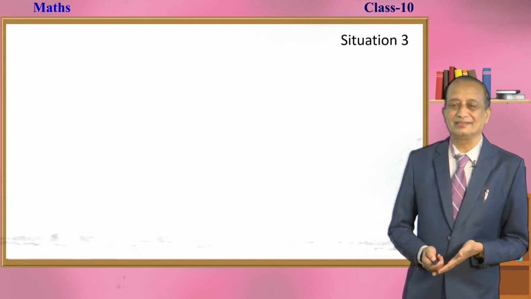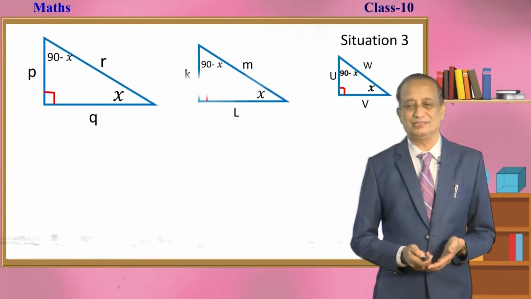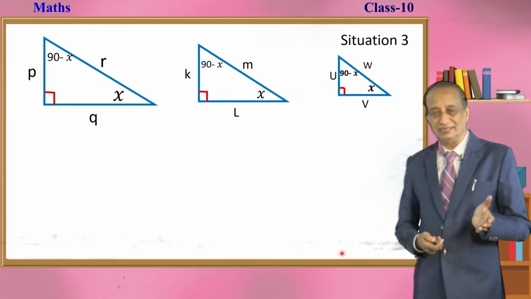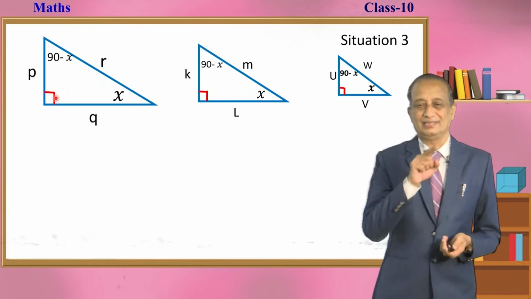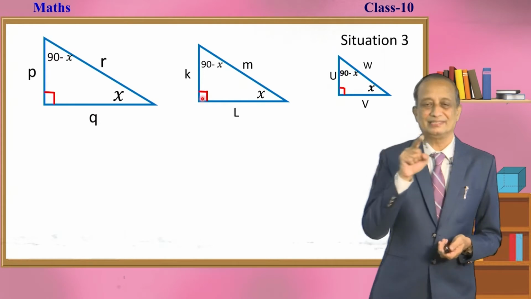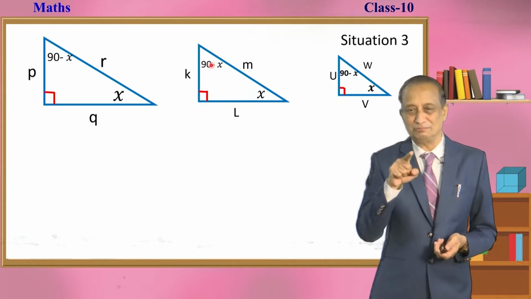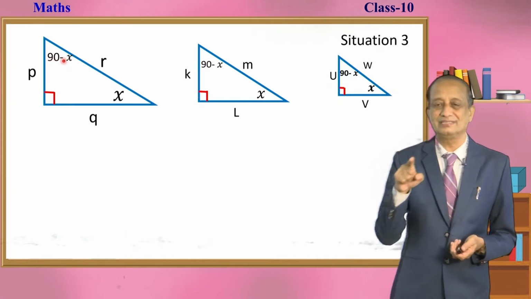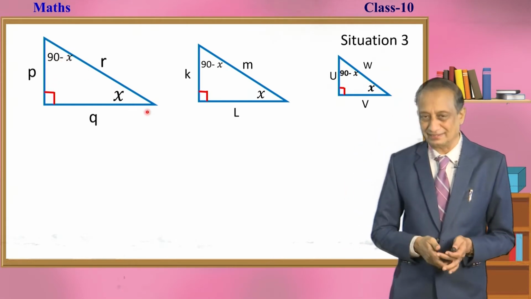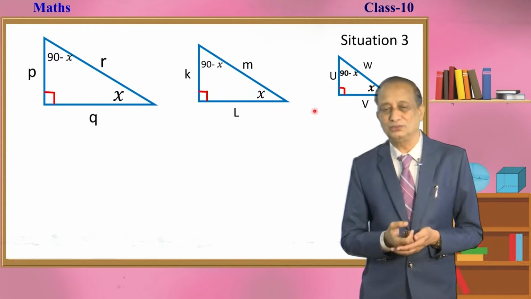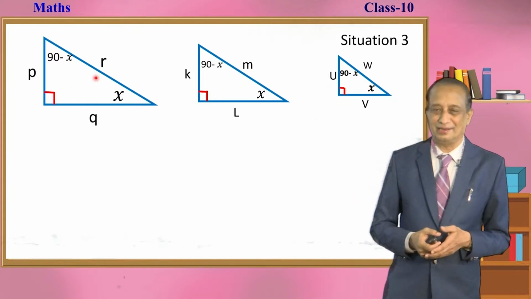Now, here is another important third situation, children. Look at these 3 triangles. Look at the angles, children. In all the cases, it is 90, x, 90 minus x, correct? Can you observe that in all the 3 triangles, the angles are 90 degrees, x degrees and 90 minus x? And the side opposite to the right angle, you know, is called the hypotenuse.